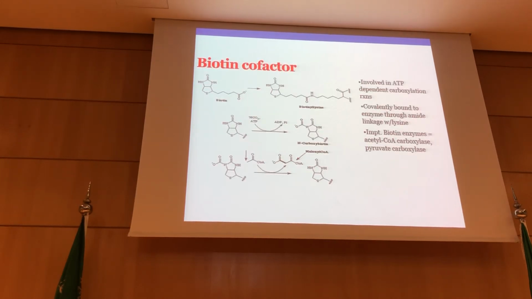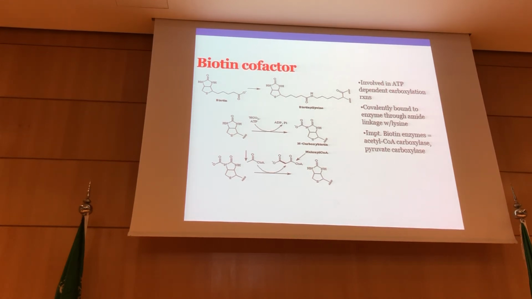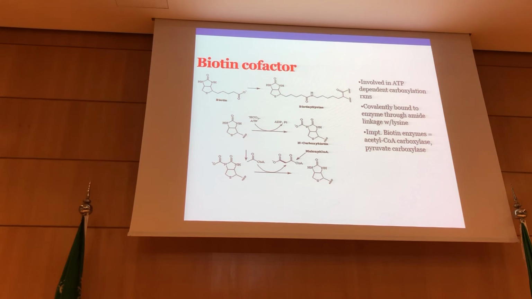As a cofactor, it is still the same. No need to study this slide, nothing to worry about in the reaction. Just know that it is involved in ATP-dependent carboxylation reactions. So biotin is a cofactor for ATP-dependent carboxylation reactions.